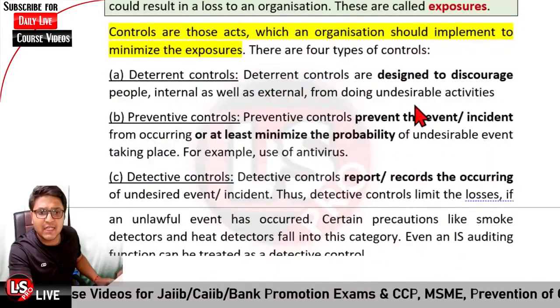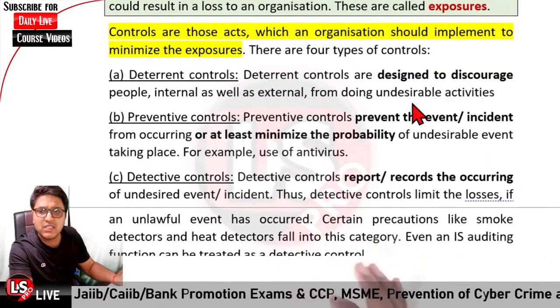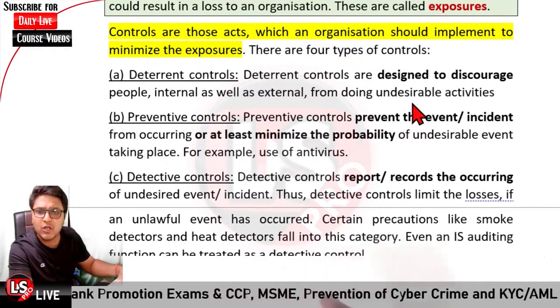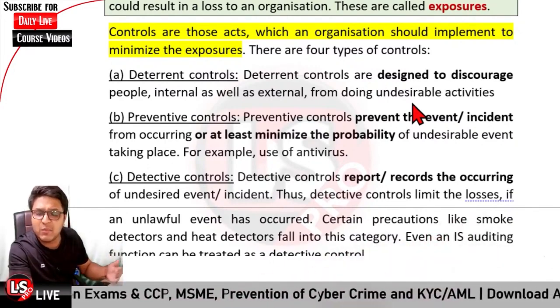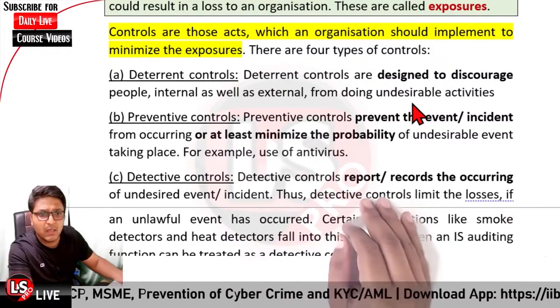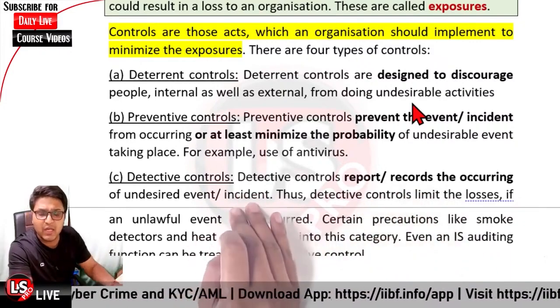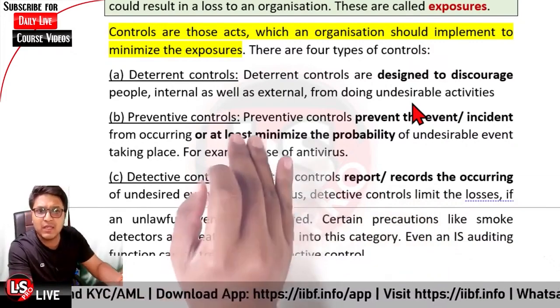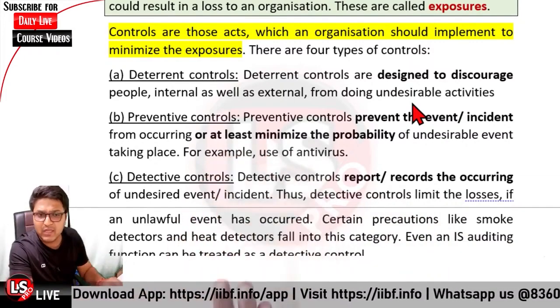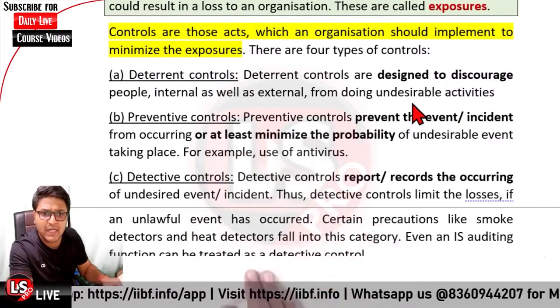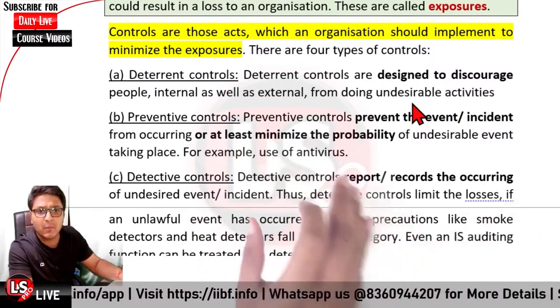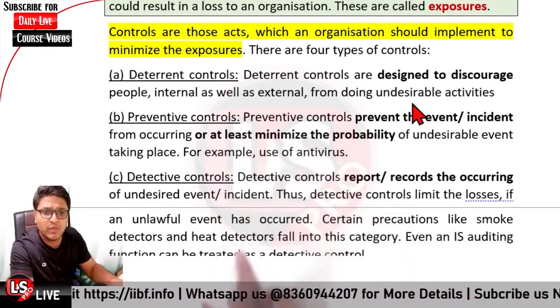Then it is regarding the detective control. Detective controls are basically about reporting or recording the occurring of undesirable events. In case some undesirable event occurs, it will be detected. If it is detected, then only can it be prevented. If it is not detected, how could it be prevented? So the preventive control and detective controls should work in line.